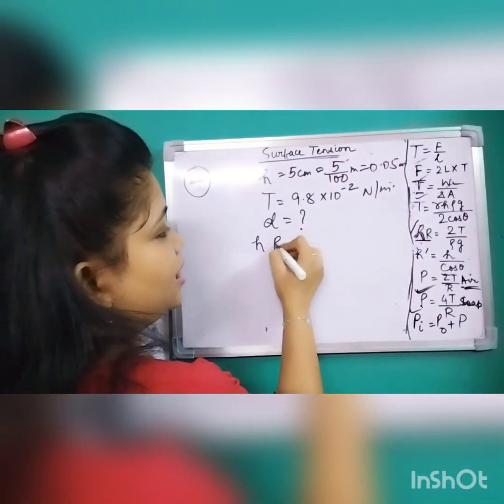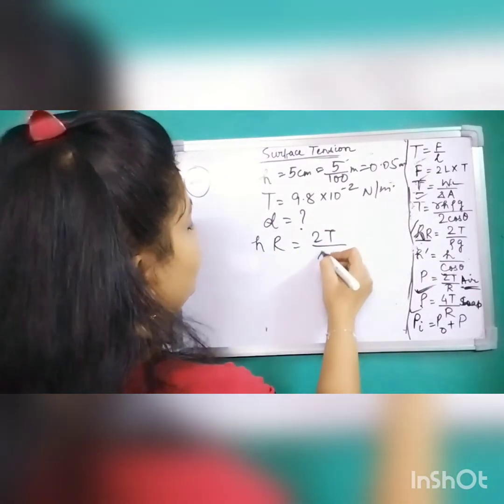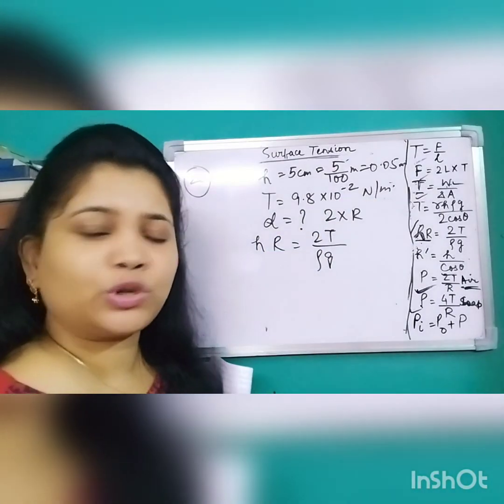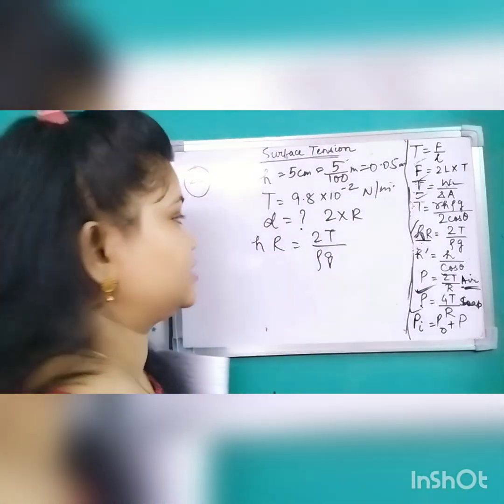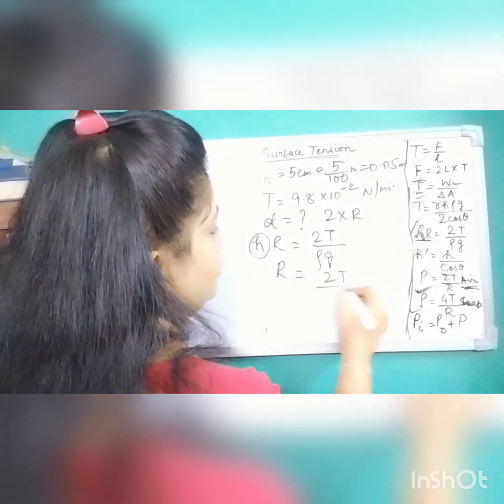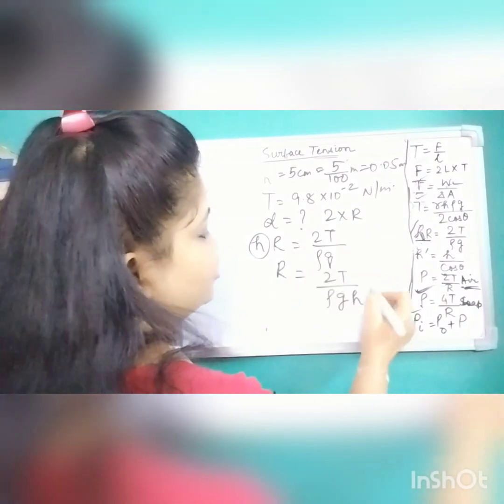HR is equal to 2T by rho G, and you know diameter is nothing but 2 into radius. If you get the radius, you will easily get the diameter. So what will R be equal to? R will be equal to 2T by rho GH.